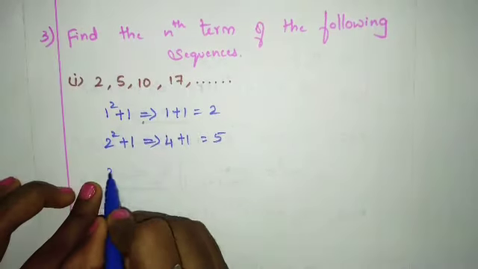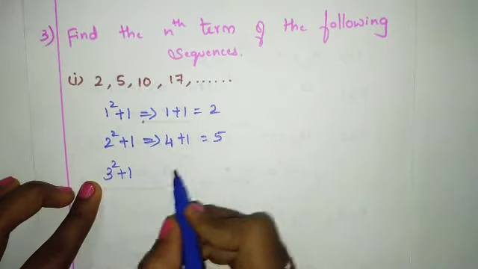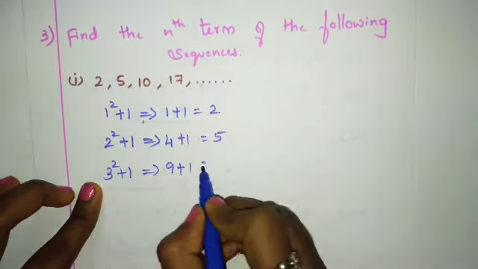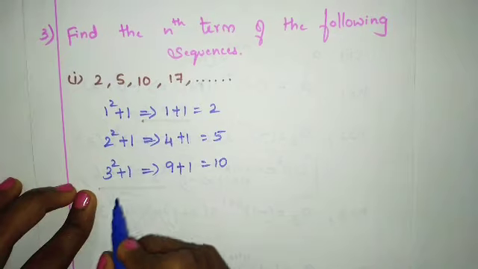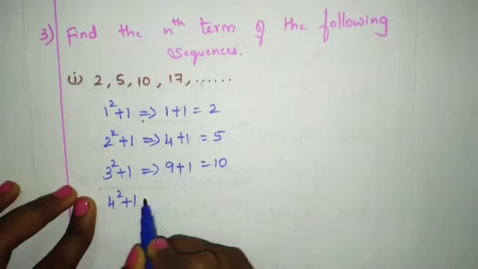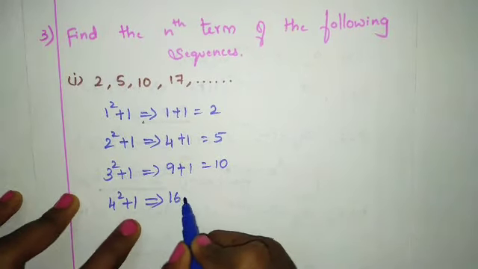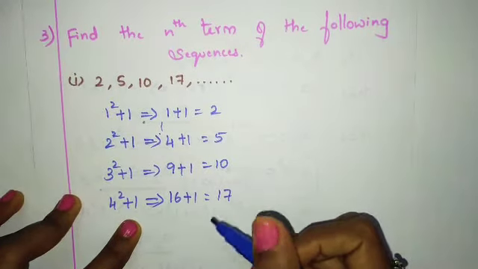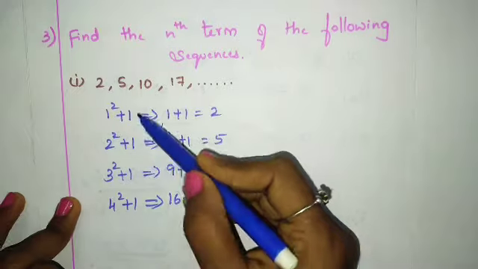Got it. Next, 3 square plus 1. What is 3 square? 9. Plus 1? 10. Okay. Next, 4 square plus 1. 16 plus 1. That is 17. Okay. Now you got this relationship.